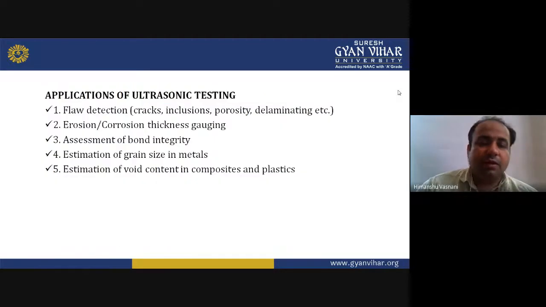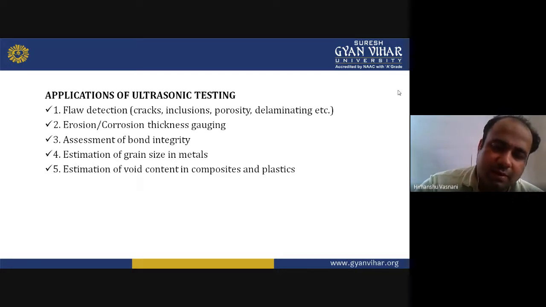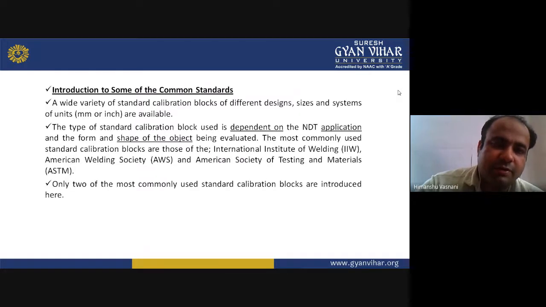The applications of ultrasonic testing include flaw detection, erosion and corrosion thickness gauging, assessment of bond integrity, estimation of grain size in metals, or estimation of void content in composites and plastics. These are some applications that should be discussed.